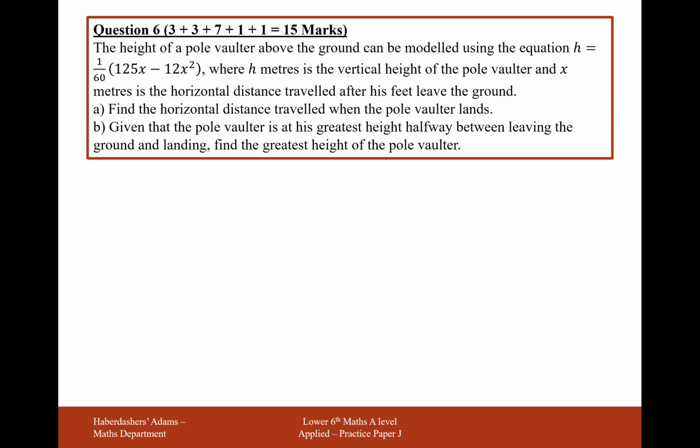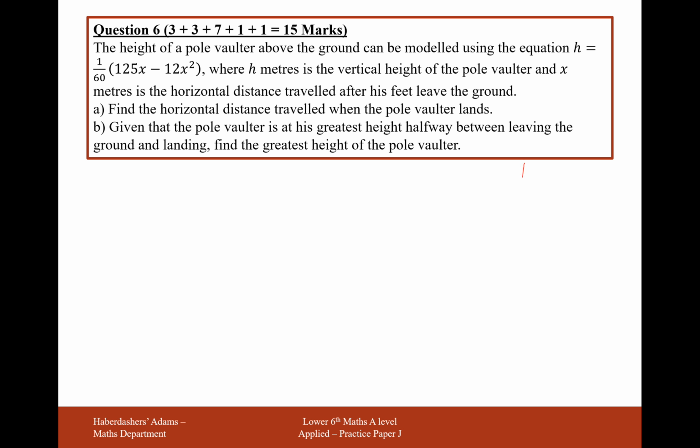The height of a pole vaulter above the ground could be modelled using the equation h equals 1 over 60 (125x minus 12x squared), where h is the vertical height of the pole vaulter and x is the horizontal distance travelled after his feet leave the ground. Find the horizontal distance travelled when the pole vaulter lands.